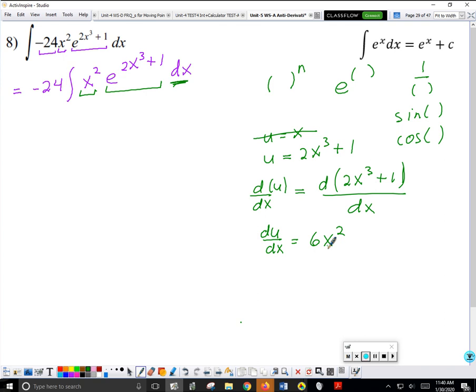We are going to put in place of 2x cubed plus 1 the letter u. This will become e to the u. It works best to write that first. These two functions are multiplying, so the order doesn't matter. So I'm just going to write that first. So this equals negative 24 antiderivative e to the u x squared multiplied by dx.